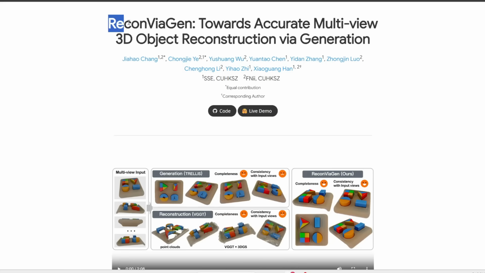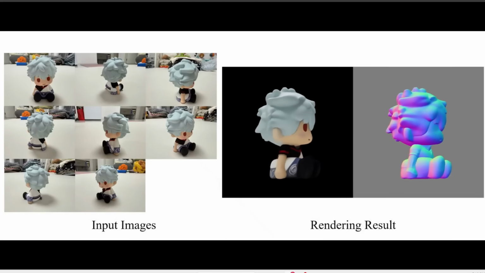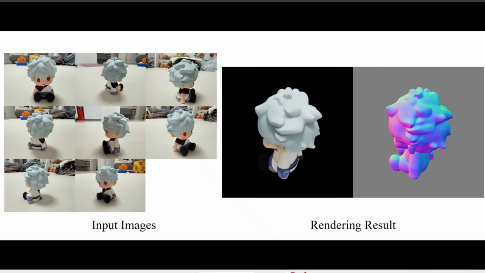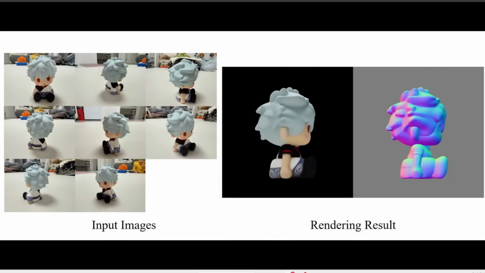Next up, this AI is super useful. It's called ReconViaGen, and this can create 3D models from a few images of an object at multiple angles. So here are some examples. You can input multiple photos of this figure at different angles and plug it through this AI, and it would generate an extremely accurate 3D model.